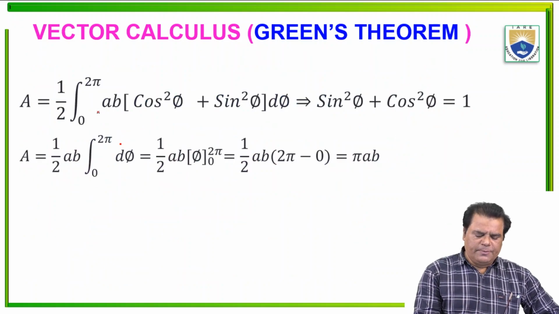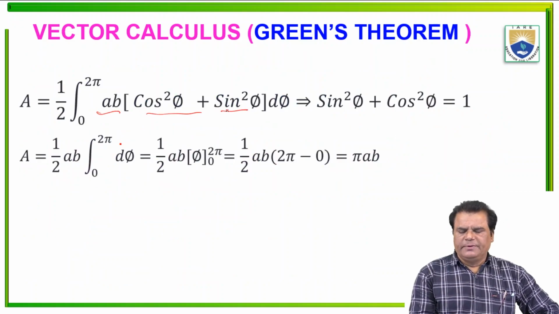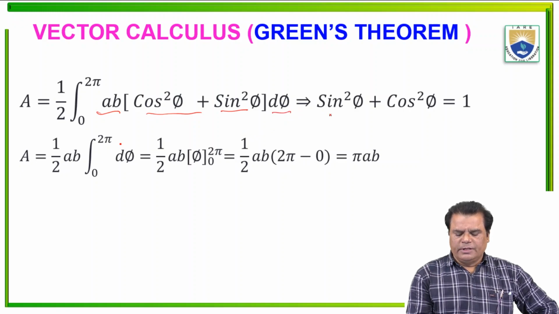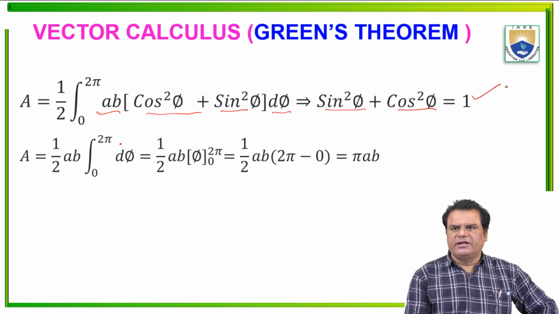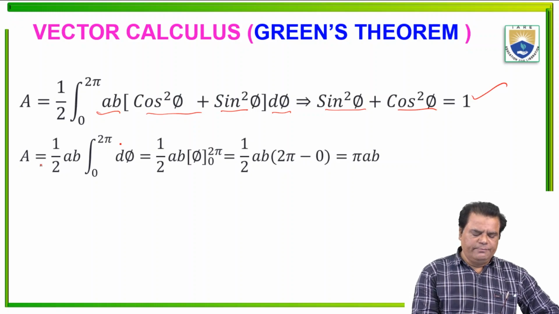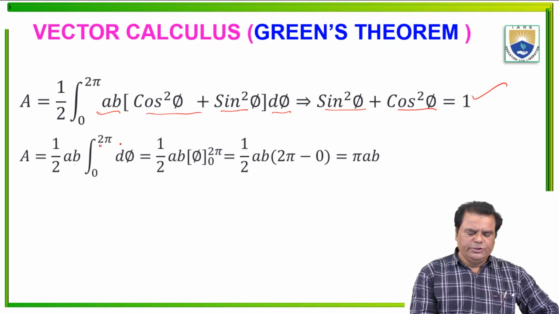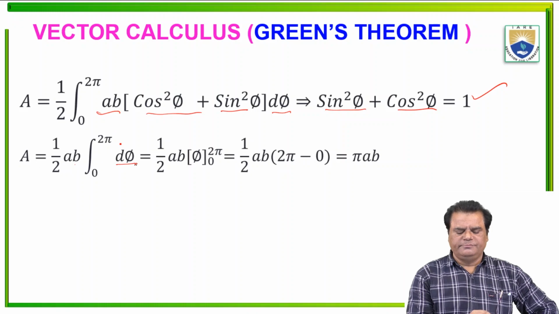Now this equals 1 upon 2 times ab, which is common, times cos squared phi plus sin squared phi d phi. Here sin squared phi plus cos squared phi is 1. So we have 1 upon 2 ab, the integral from 0 to 2 pi of d phi.